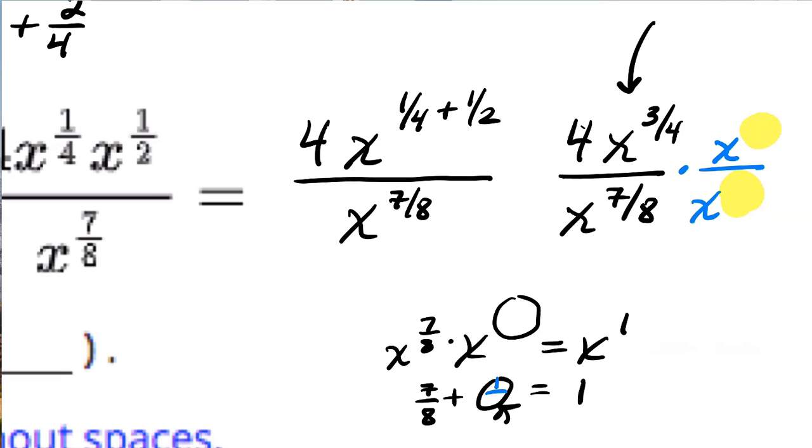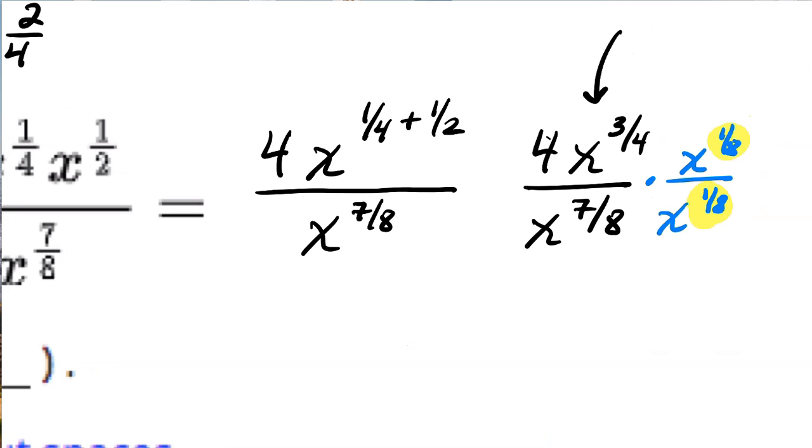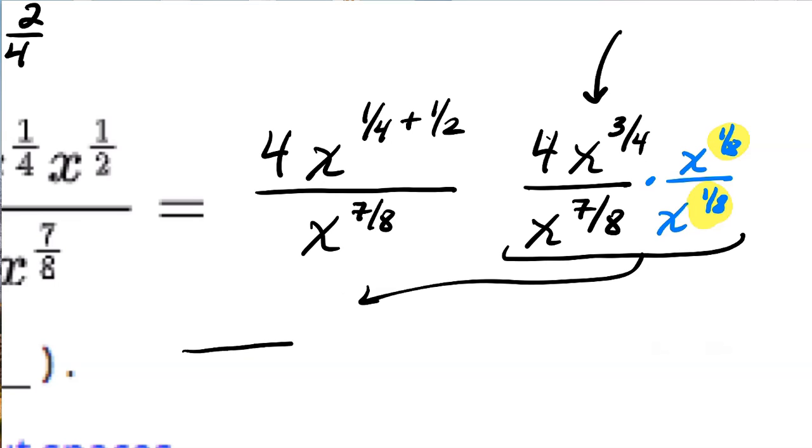Can't really see that very well. 1/8. 7/8 plus 1/8 is 1. So we should use a 1/8 here. So when we multiply these, we'll wrap around over here. So we would get 4x to the 3/4 times x to the 1/8 over x. And we're almost there. We just have to add fractions again.